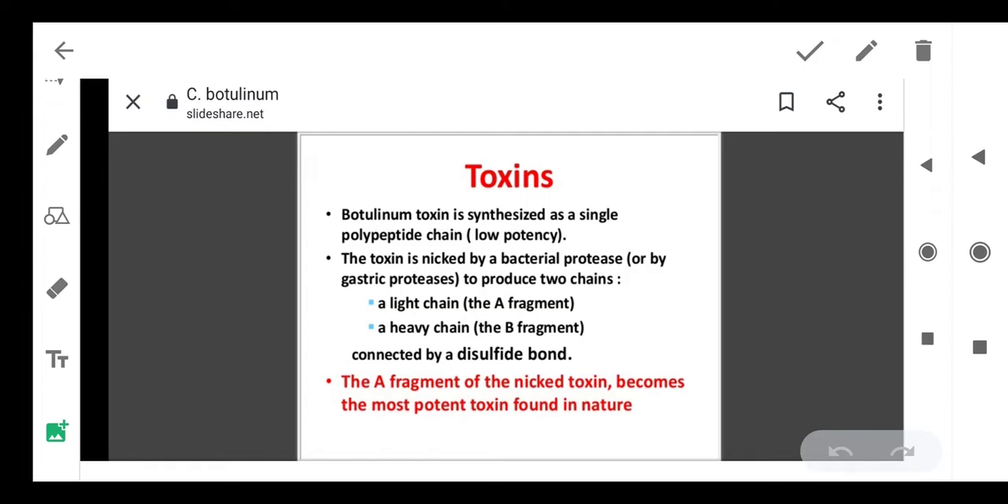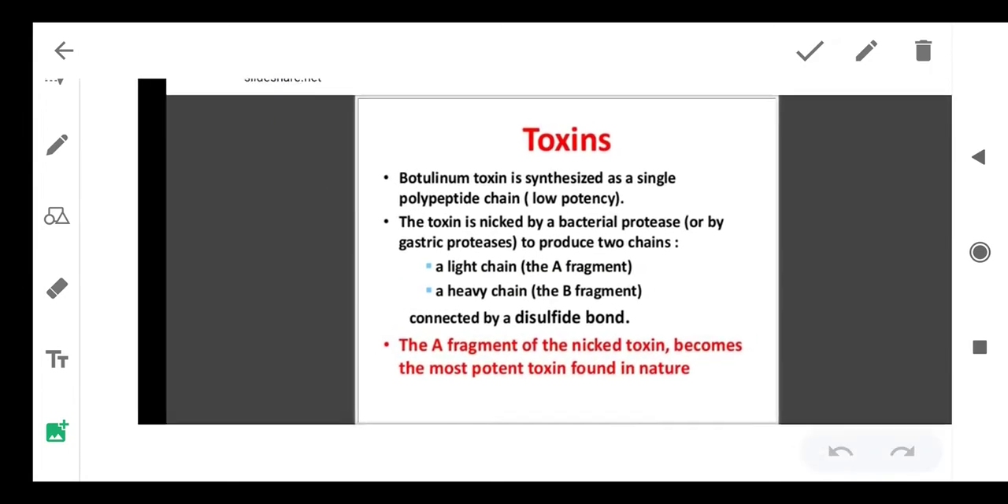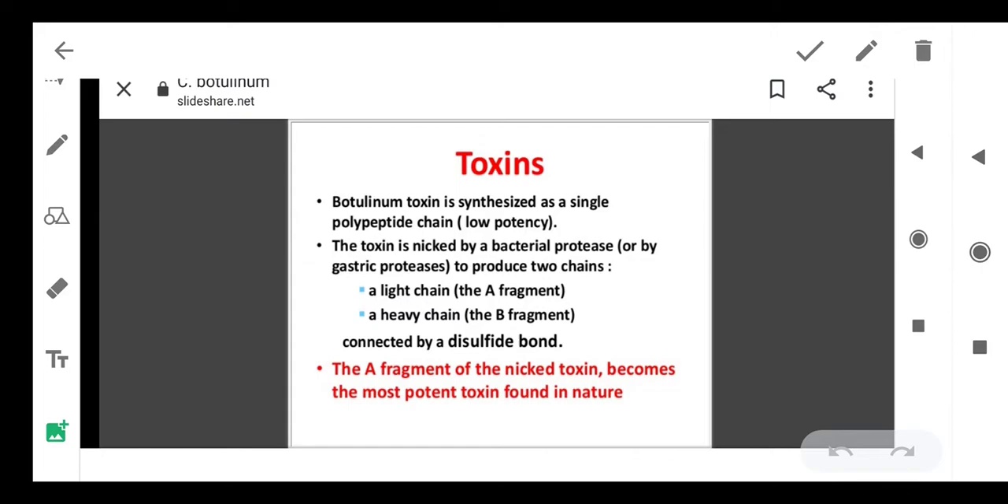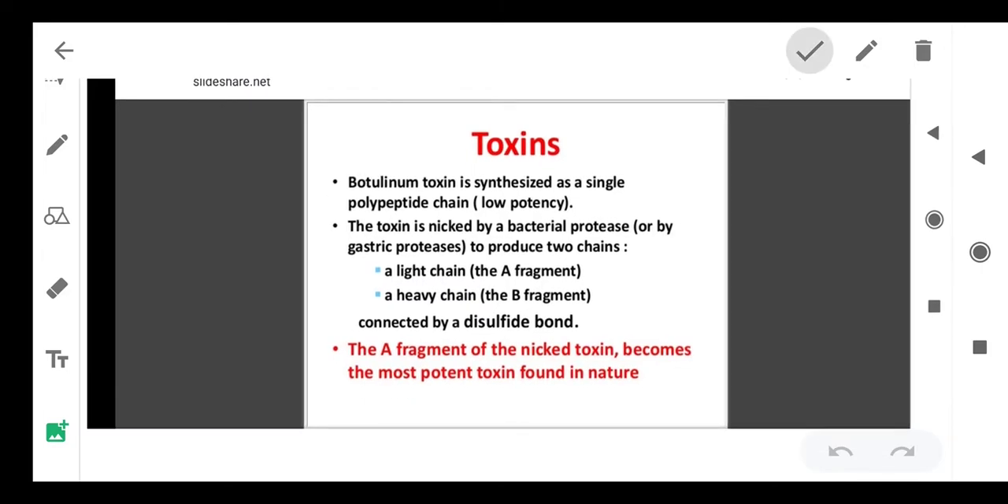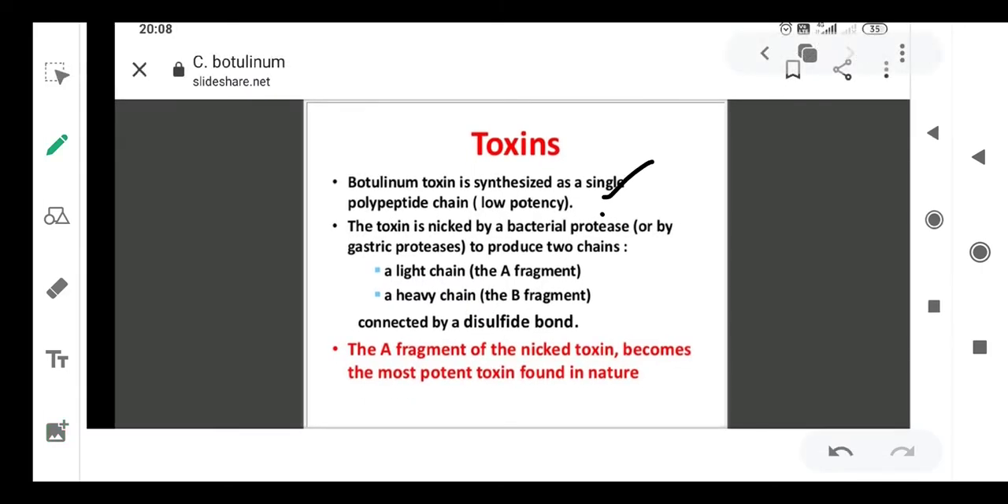Botulism toxin is synthesized as a single polypeptide chain. If the toxin is nicked by bacterial protease, it will have a light chain, which is the A fragment, and a heavy chain, which is the B fragment, connected by a disulfide bond. The A fragment of the nicked toxin becomes the most potent toxin found in nature.